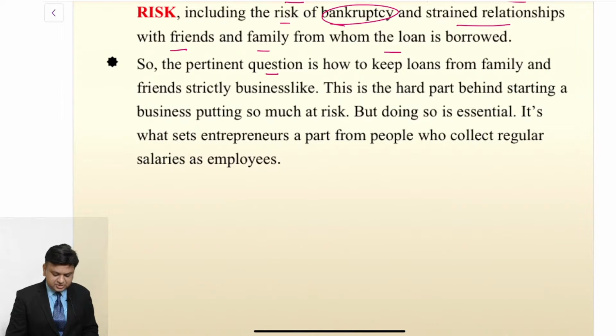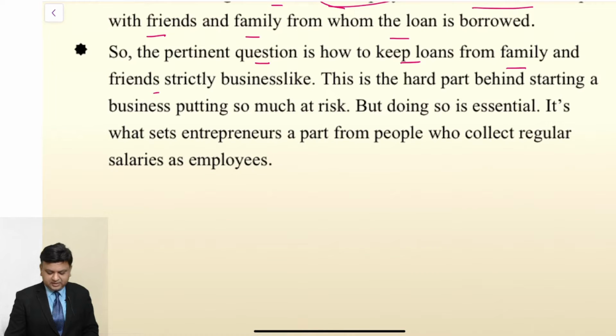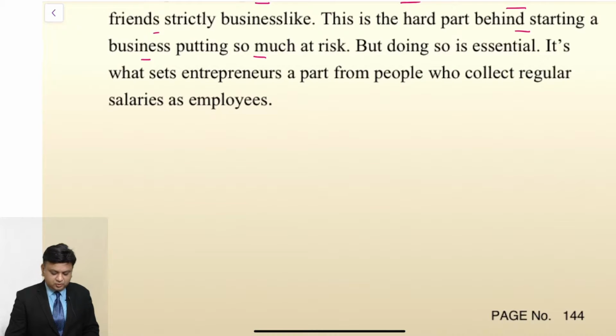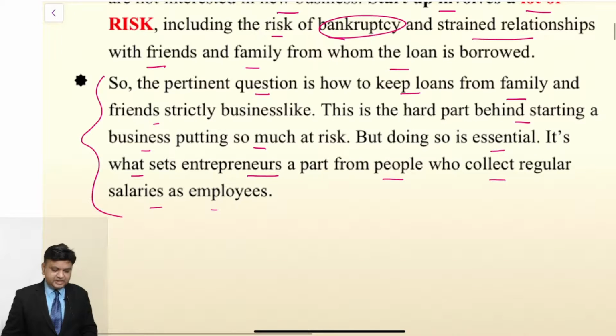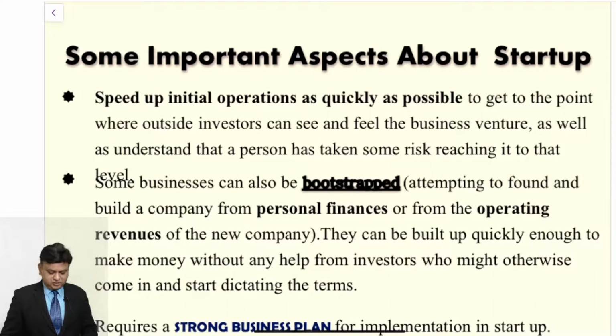So the question is how to keep a loan from family and friends strictly businesslike. This is hard, but it is part of starting a business, putting so much at risk. Doing so is essential. It is what sets an entrepreneur apart from people who collect a regular salary as employees. So basically, if you seek a job versus create a job, there is always going to be a difference. If you become the job giver, then of course you will be different in society also.